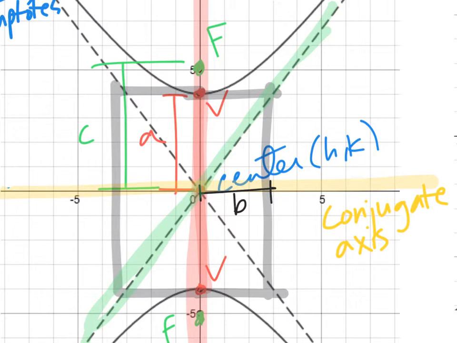Slope, remember, is rise over run. So what is the rise? A. What is the run? B. So what is the slope? A over B. How did A and B turn into 4 and 3? Okay, A over B, right?